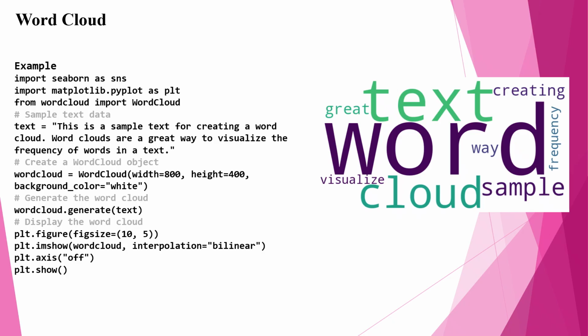The WordCloud object is then created with settings like width, height, and background color. Using the generate function, the word cloud is created based on the given text, where frequently occurring words appear larger in size. The plt.imshow function is used to display the word cloud as an image, and plt.axis('off') removes the axis for a clearer look. Finally, plt.show displays the visualization.